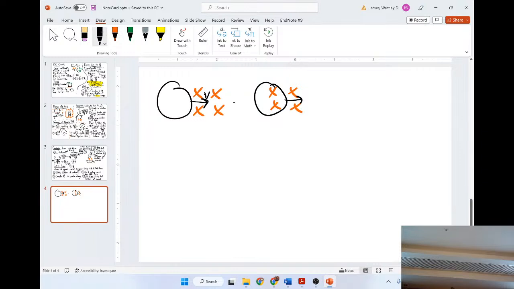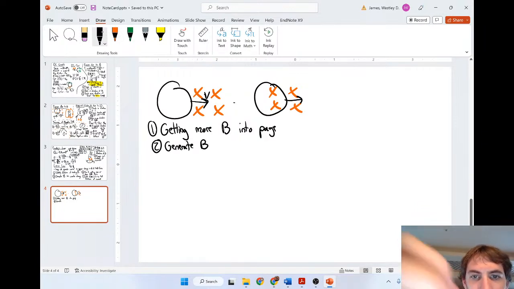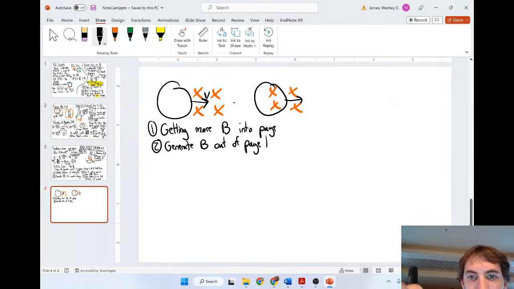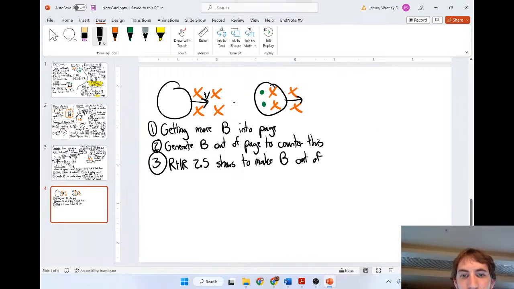So, if I'm getting more into the page, how do I counteract that? Out of the page. I'll make this explicit. Getting more B into the page, generate B out of the page to counter this. Which way is the current that makes that happen? Right-hand rule 2 shows, to make B out of the page, that's what counters it, current goes blank.